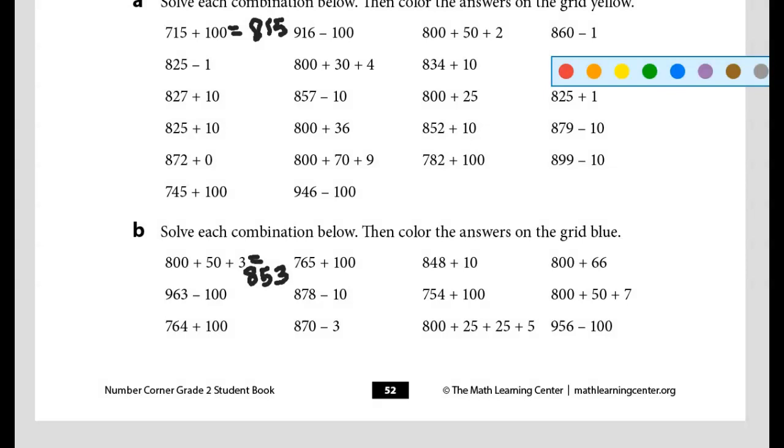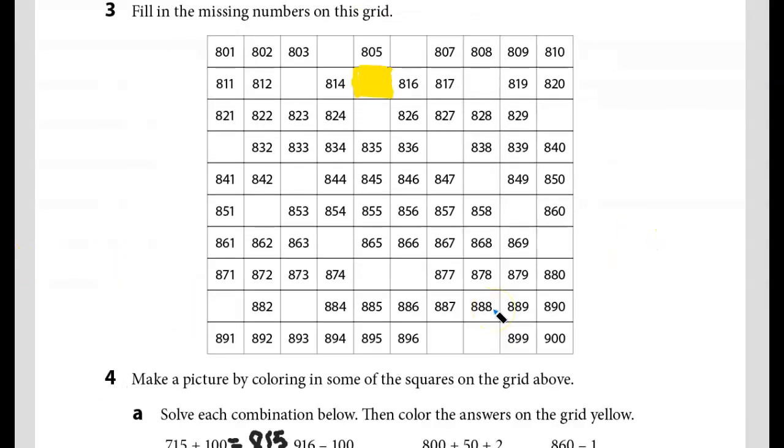So I'll get my blue, I'll go back to my chart or my grid and find 853, and I'm going to color the whole box blue. And that's the same thing that you will do with all the answers in letter B. When you're done, you'll have a picture of something. I'm excited to see what that picture turns out to be.